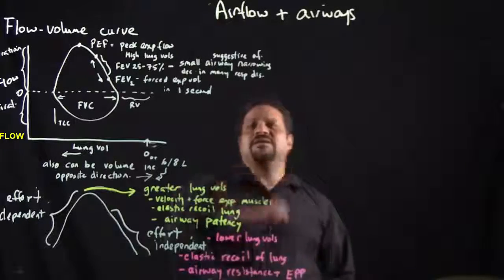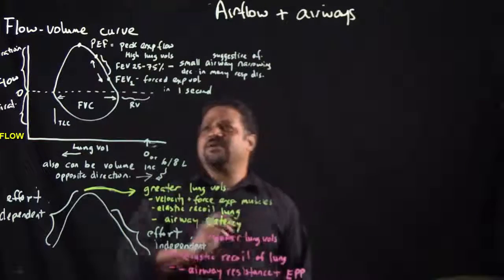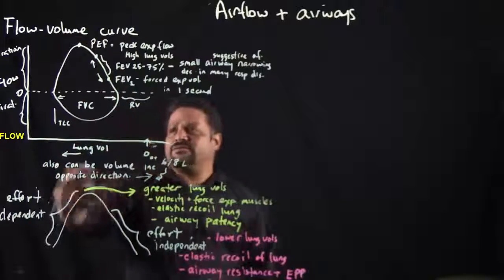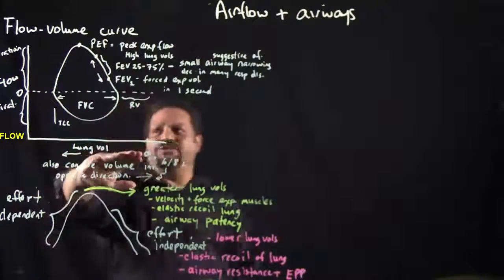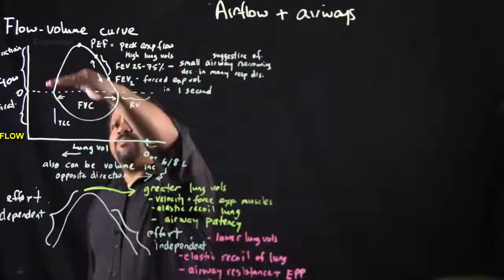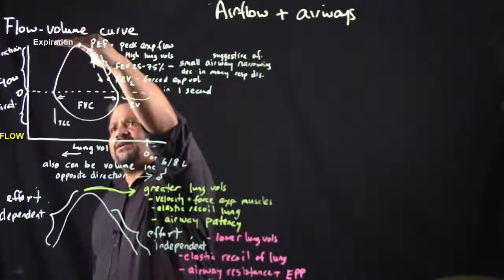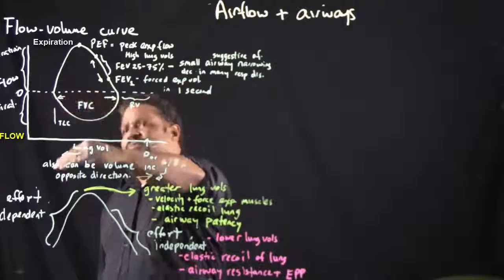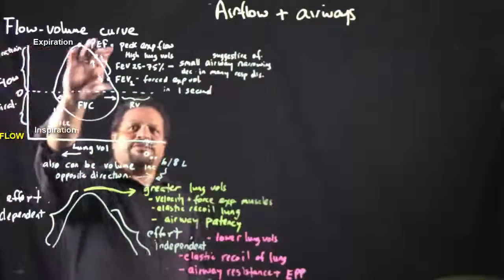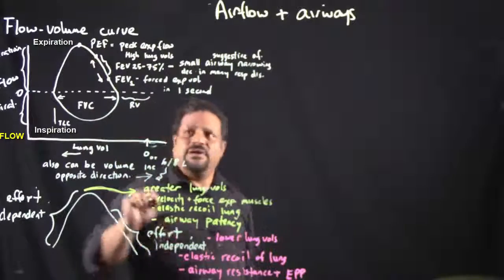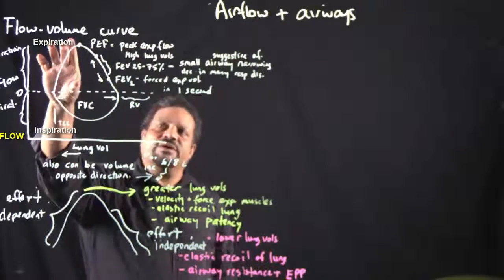Okay, let's discuss airflow and airways. And the first thing that we're going to look at is the flow volume curve. On the y-axis we have flow, on the x-axis we have volume. In the top part of this graph we're going to have expiration, and in the bottom part we're going to have inspiration. So we're looking at the flow at the top part, and most of the time a lot of people just look at this top part here.